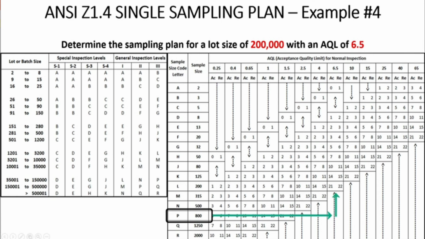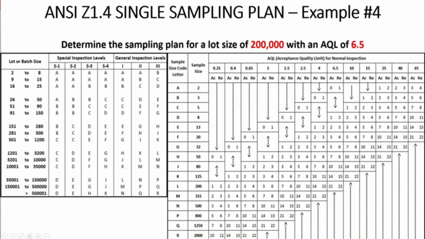And essentially what we find is an up arrow, which means we have to travel all the way up. And our accept reject criteria is 21 and 22. And our sample size actually changes to code letter L. So of the 200,000 pieces in our population, we have to sample 200 units. And if we find 21 or fewer defects, we accept the lot, 22 or more, and we reject it. All right, does that make sense?